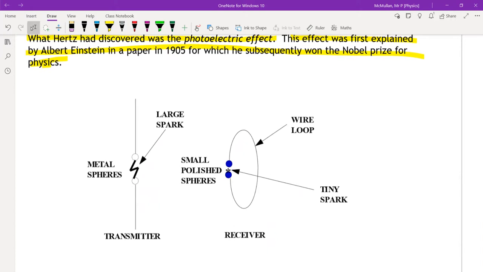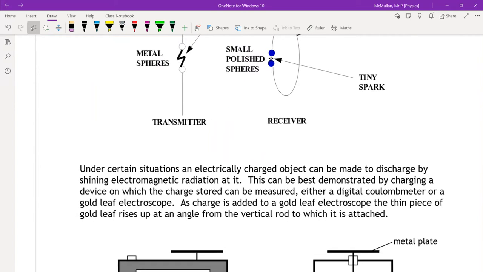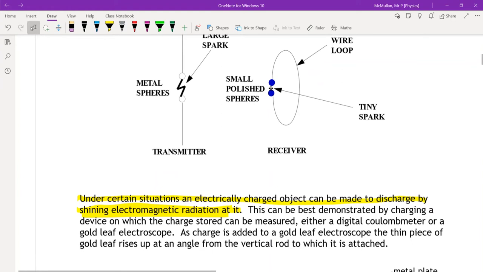So if you have a transmitter and a receiver and you send radio waves between them, you will notice sometimes that little sparks appear between them. Under certain situations, an electrically charged object can be made to discharge by shining radiation at it. What this would mean is you've charged up some sort of metal object and you take a UV lamp and shine it, and you see electrons moving in the form of sparks.